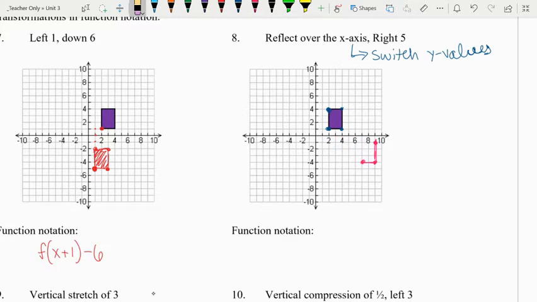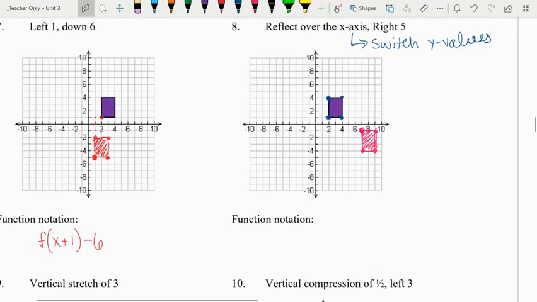If you would like in your homework, you could always do what I just did and do one piece at a time, and then do the other one, and then erase the middle part. So your final answer here, if you want to write it in function notation, the reflection over the x-axis means that there's a negative out in front. And the right 5 means it needs to be a -5 on the inside, because it's always the opposite.